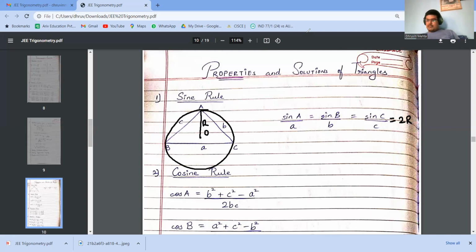Are you guys writing this, or shall we move ahead to the cosine rule? Sorry, Arush, you said something. Yeah, I said wait.